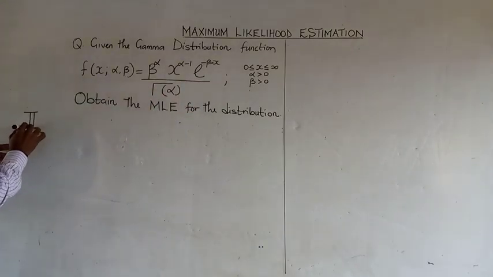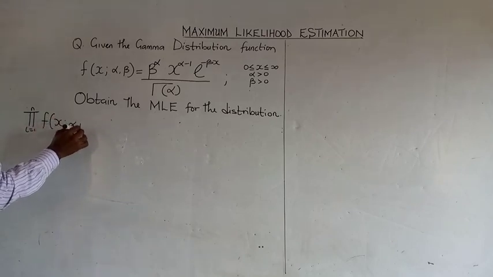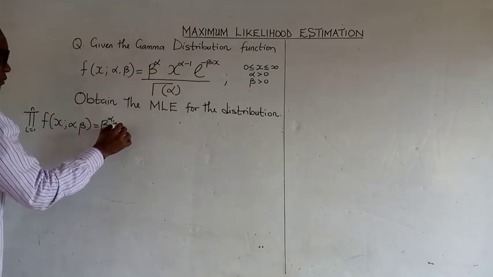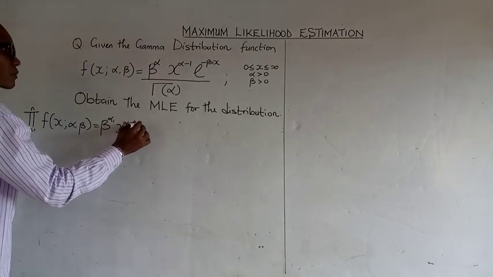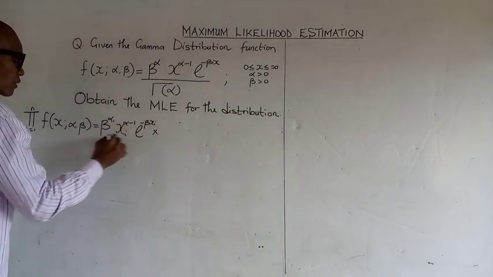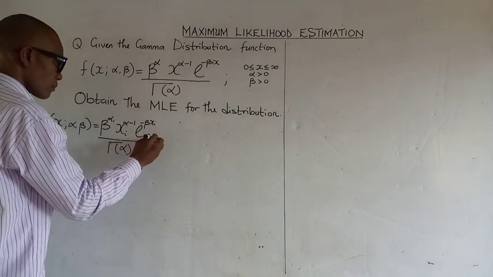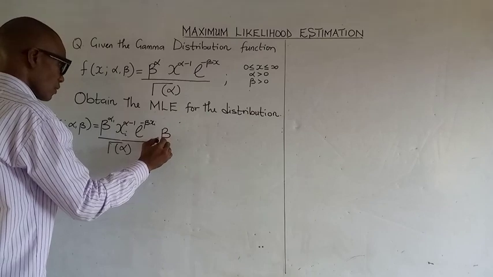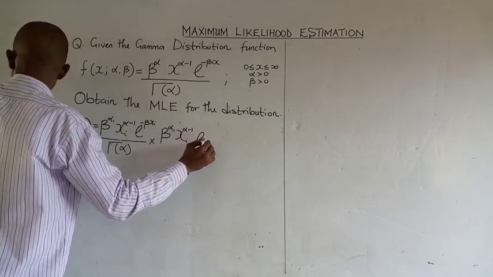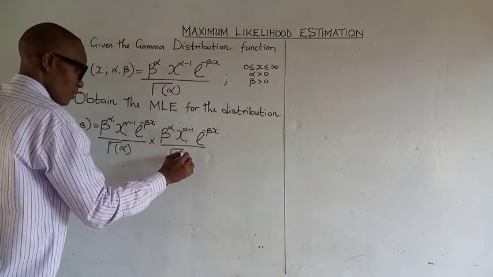First, we take the product, which is alpha, beta, to be equal to beta^alpha over gamma(alpha), x^(alpha minus 1), exponential of minus b xi, multiplied by another beta function, x^(alpha minus 1), exponential of minus b xi, all over the gamma function.